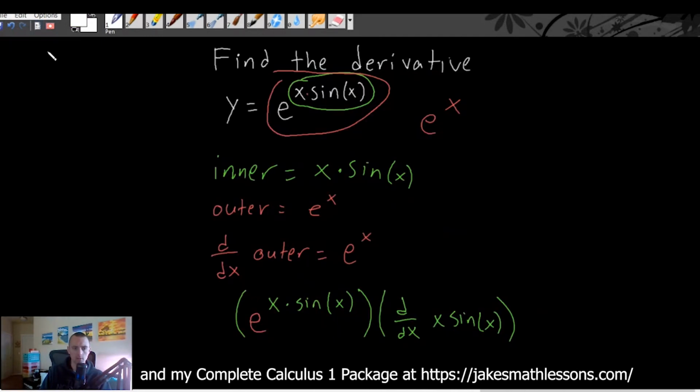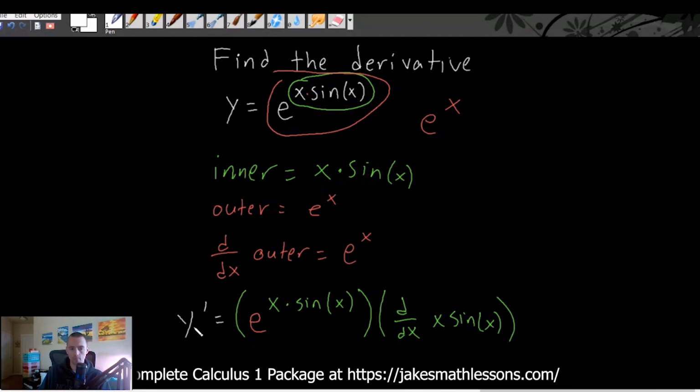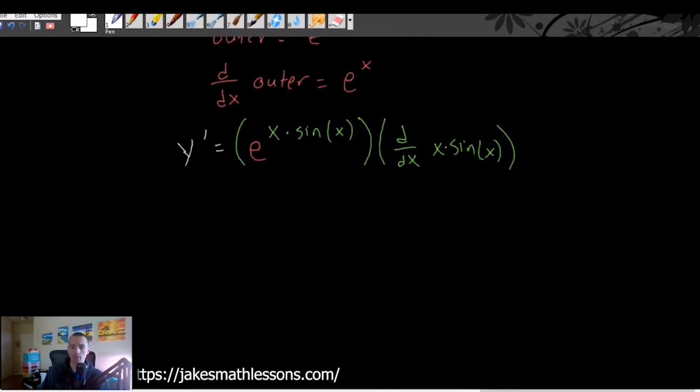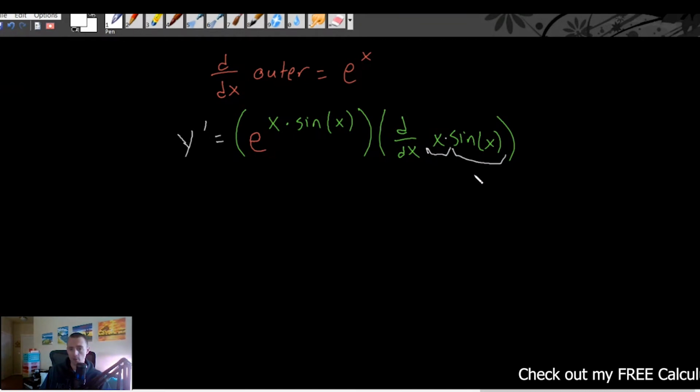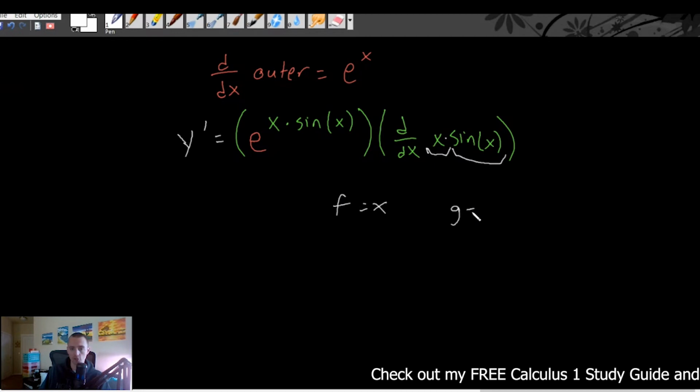So this is going to be our y prime. Because now we still have to find the derivative of x times sine of x. Well, x times sine of x is going to require the product rule because we have the product of two things, x being one thing and sine of x being the other thing. So now we break this down into a product rule example. So for this derivative of x times sine of x, we have the product of these two things, so we can just say f is going to be x, g is going to be sine of x.